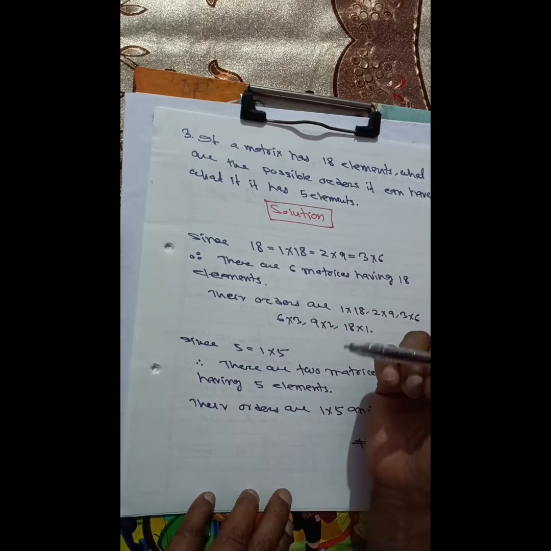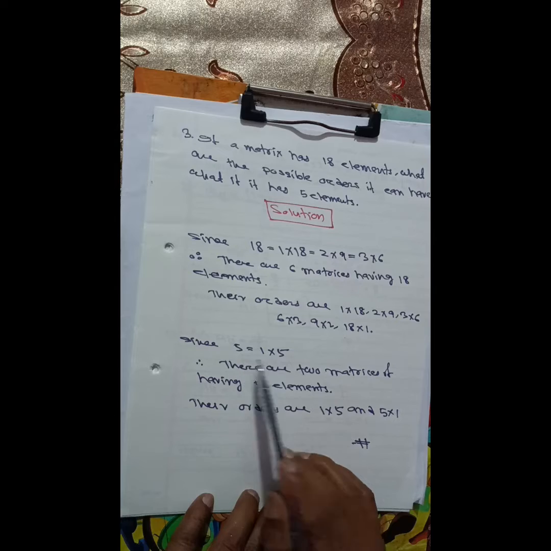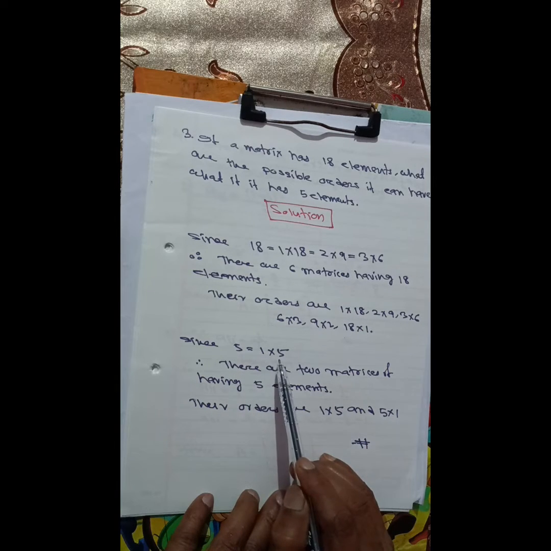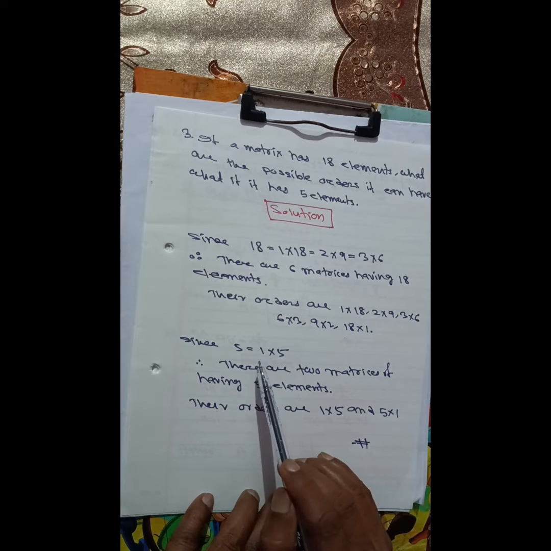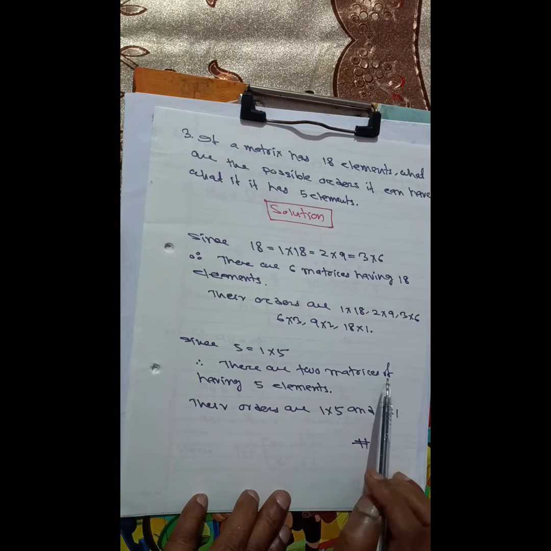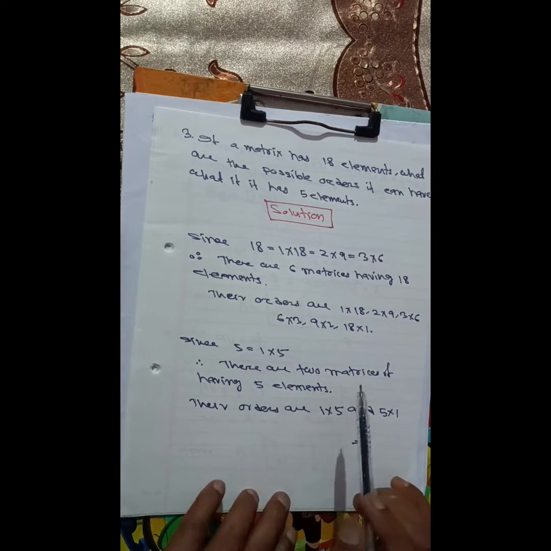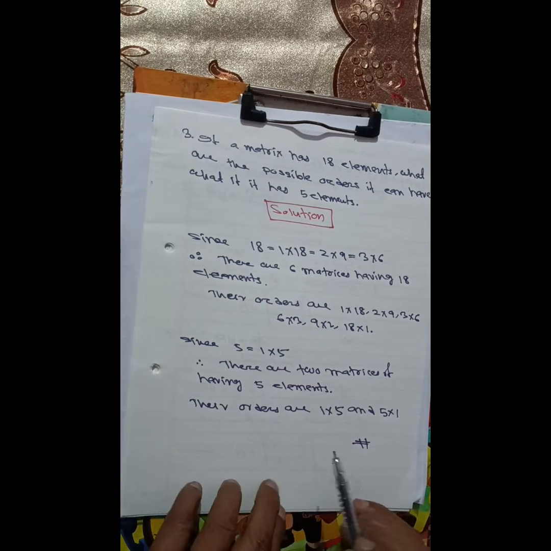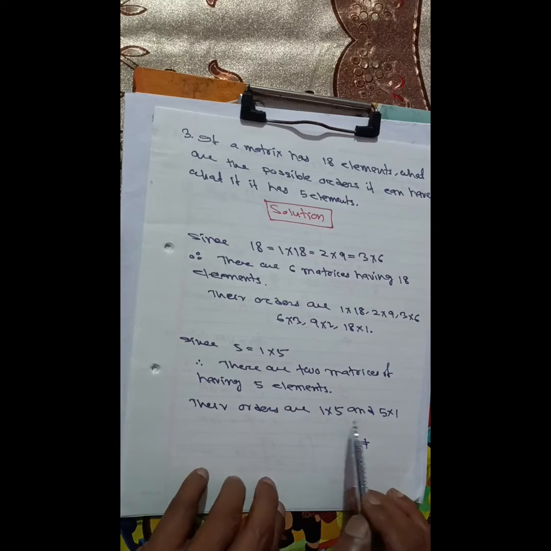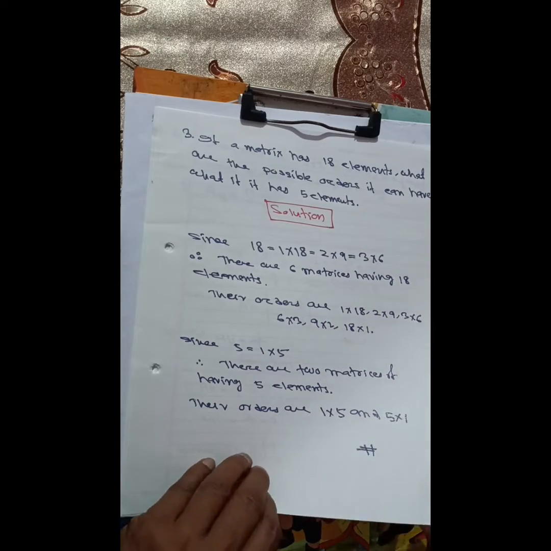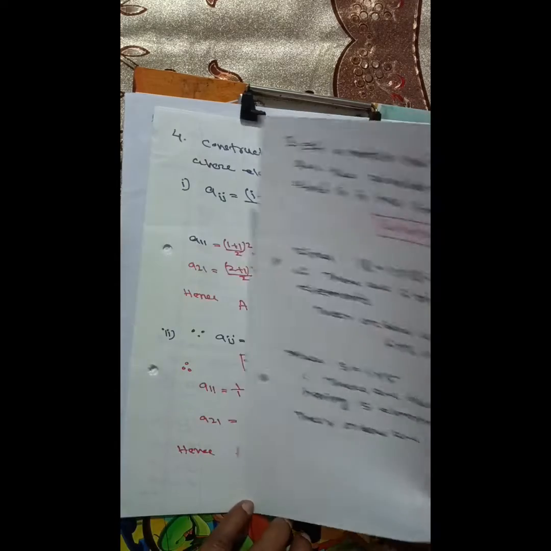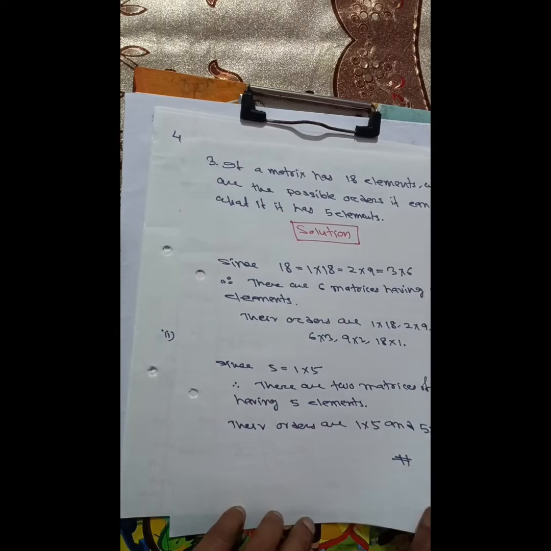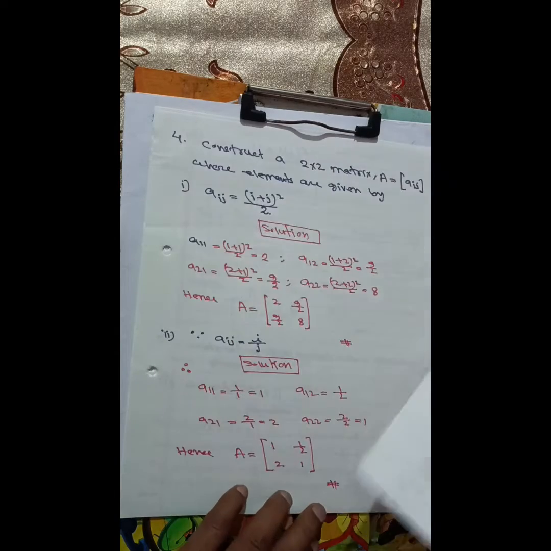Also, we are asked to find the order of the matrix if it has 5 elements. Since 5 can be written only as 1 into 5 and 5 into 1, we have found two matrices having 5 elements. Their orders must be 1 by 5 or 5 by 1. Very simple question. We can do this problem by observation.